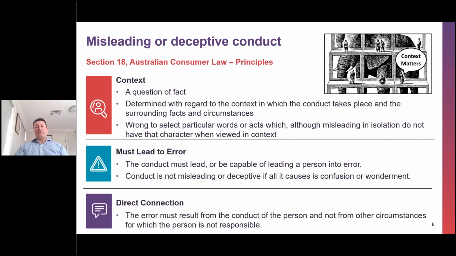Direct connection is fairly obvious. Essentially, it's got to be your conduct which causes someone to be led into error. If there are third parties involved or other instances which might take away from the error being made because of other people's actions, then you're not likely to be deemed to be engaging in misleading or deceptive conduct.